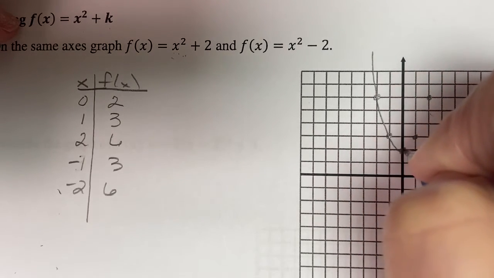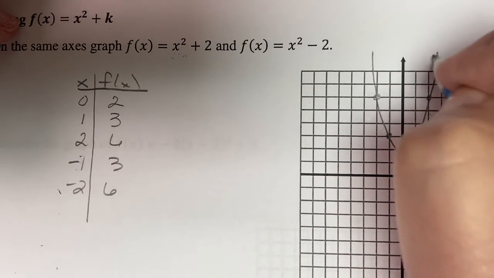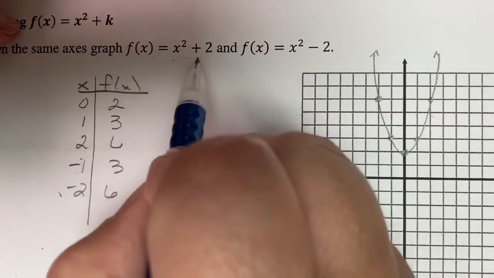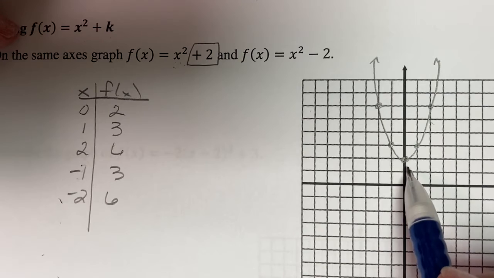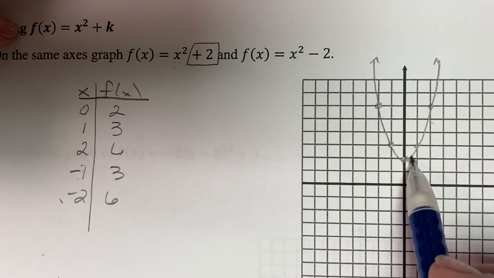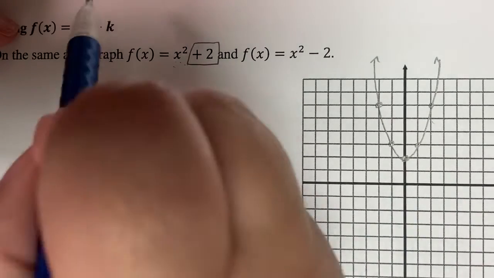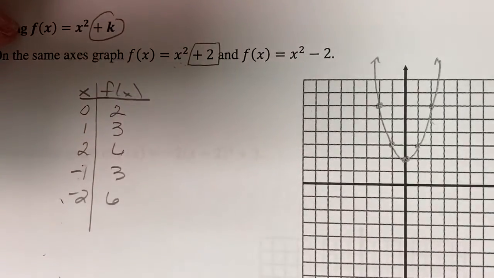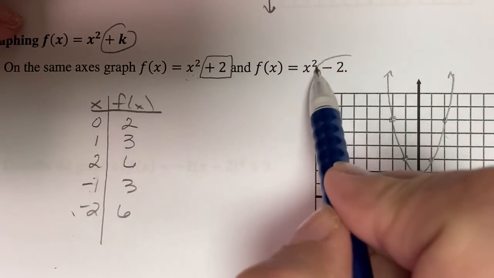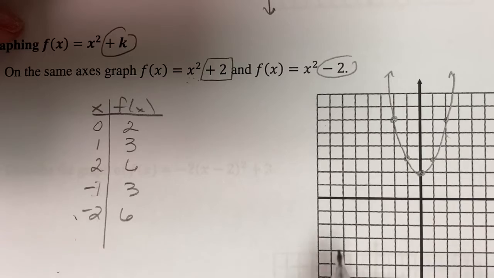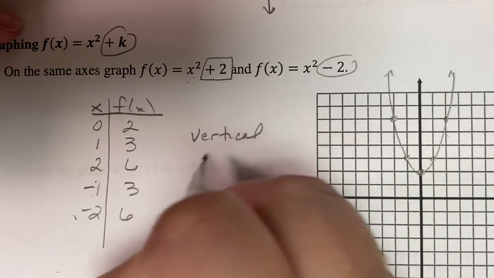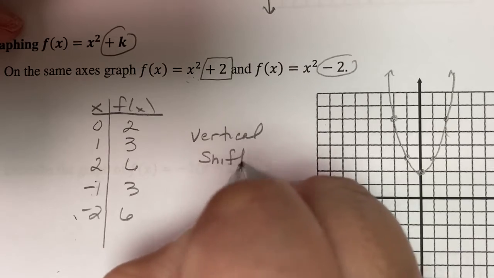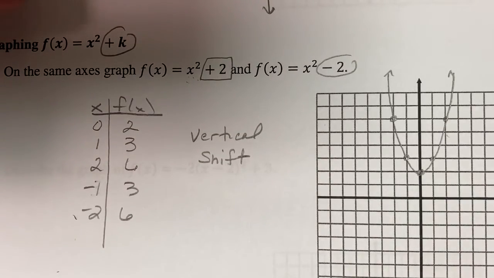So do you see that what this plus 2 at the end did, or this plus k, is it took my graph and it simply shifted it up 2. So when you have a plus k at the end, or for that case, a minus k, that is what we're going to call a vertical shift. It shifts it either up or down.